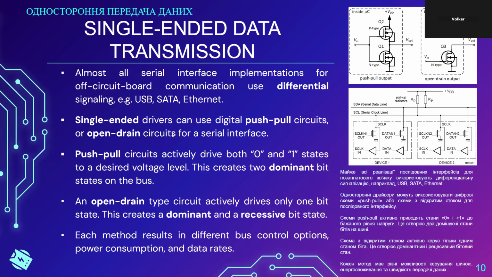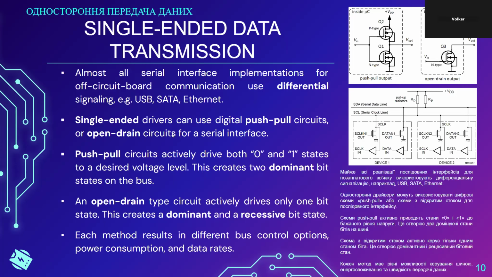So these two interfaces generally use two different driver schemes. The SPI interface uses push-pull outputs. The I2C interface uses open drain outputs. Both have advantages and disadvantages. The push-pull outputs that you can see in the image in the upper right corner actively drive both 0 and 1 states to the desired voltage level.